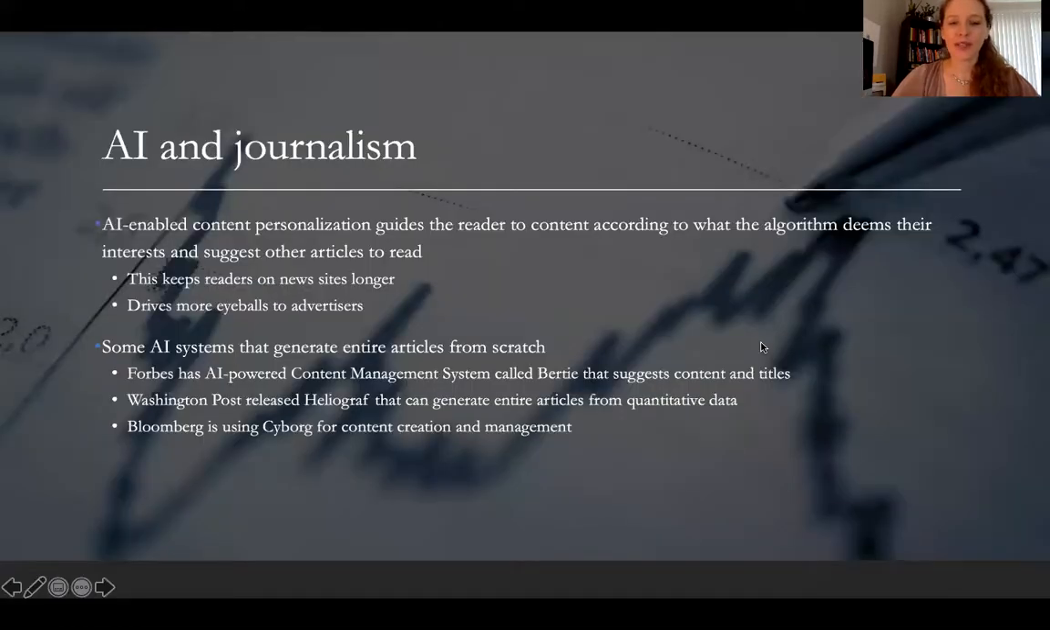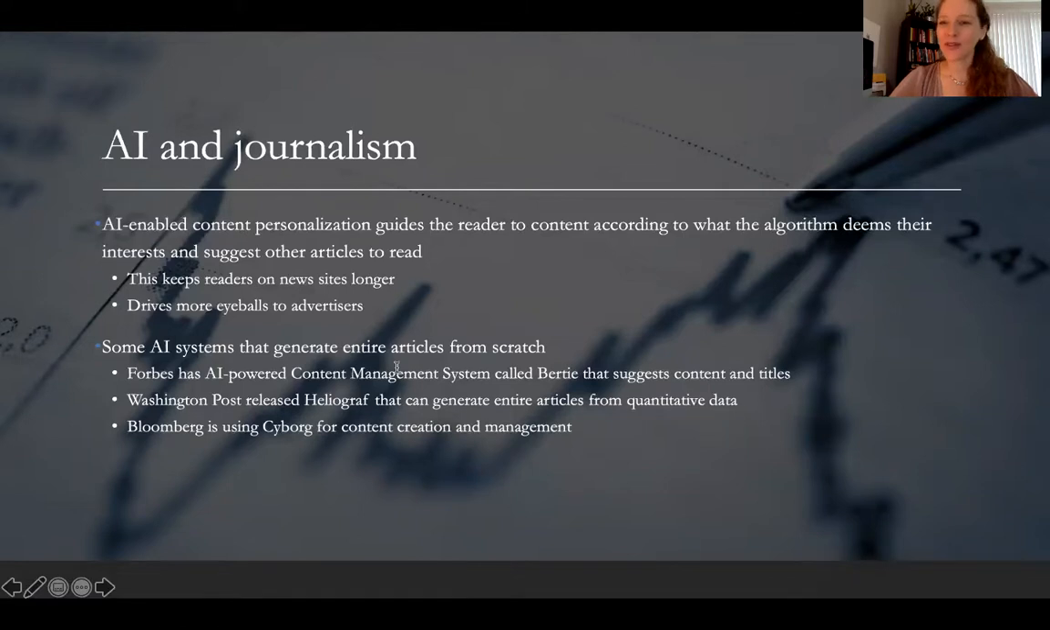I'm just going to briefly touch upon AI and journalism because, for considerations of time, we won't go too deep into it today. But AI and journalism in some ways is not so far off from the newsfeed algorithm, in the sense that the media often uses content personalization to guide the reader towards content that is perceived to be of more interest, with the goal of keeping the reader on the news site longer and getting them more engaged with the writing and content. Because as a result, this drives more eyes to advertisers.